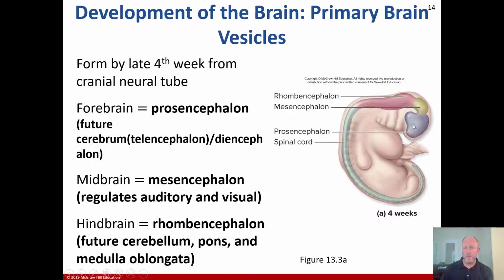Okay, we're talking about here. It eventually becomes the cerebrum, which includes the telencephalon and the diencephalon. The midbrain, which is the mesencephalon here, basically regulates the auditory and the visual, and we'll mention that more again shortly. And the hindbrain, it's kind of nice to see things all at once, which is the rhombencephalon. We're basically talking about the future cerebellum, the pons, and the medulla oblongata.